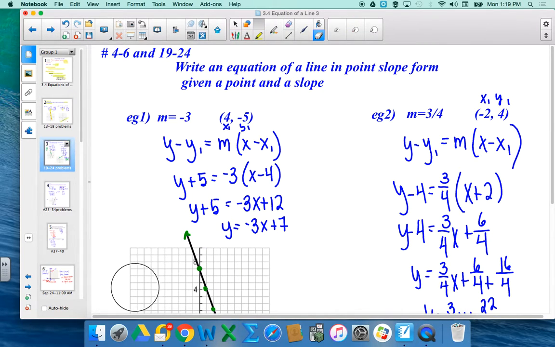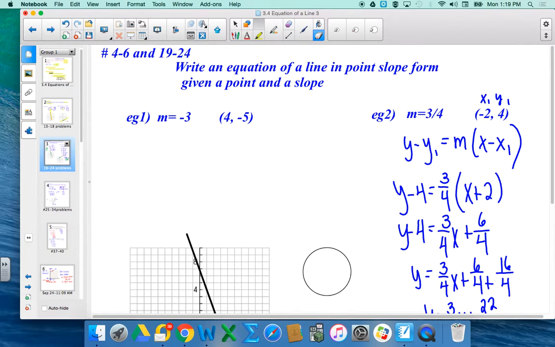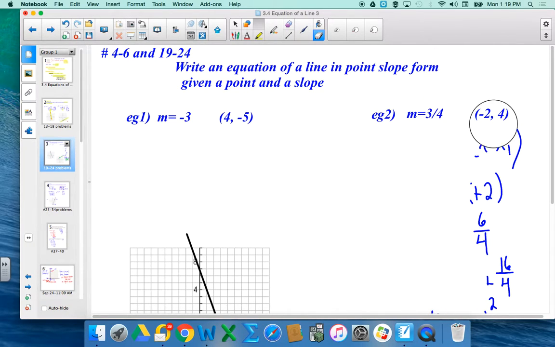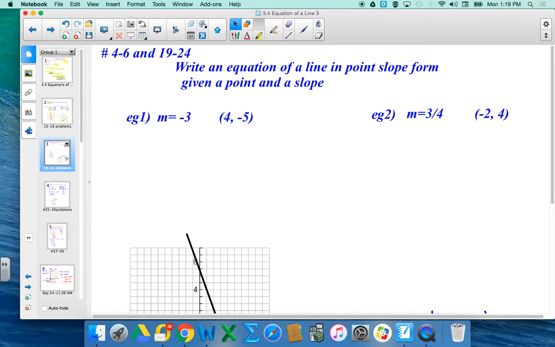So these problems are similar to the ones 4 to 6 and 19 through 24, where you're asked to write an equation of a line in point-slope form given a point and a slope, or you're asked to write an equation of a line in slope-intercept form given a point and a slope. I don't know what the directions say, but I usually ask you to write your answer in slope-intercept form. But we'll talk about that.